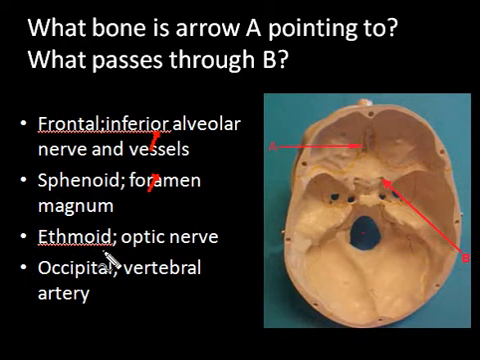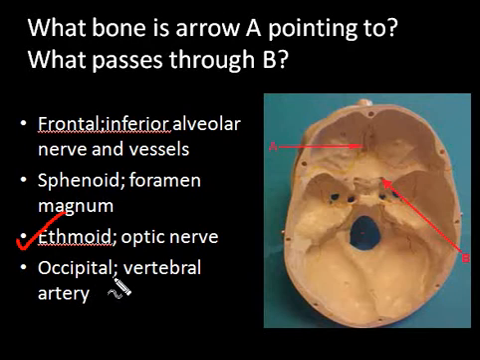Let's look at the third one, which says ethmoid. Yes, this area is the ethmoid, and this area is called the cribriform plate of the ethmoid. Laterally in the center is what is called crista galli. So yes, it is the ethmoid. And this canal here is the optic canal, and what passes through B is the optic nerve. So this is the right answer. So again, to show you, what it is pointing to is the cribriform plate of the ethmoid, so ethmoid bone, and this canal is the optic canal and optic nerve passes through it. So that's the right answer.